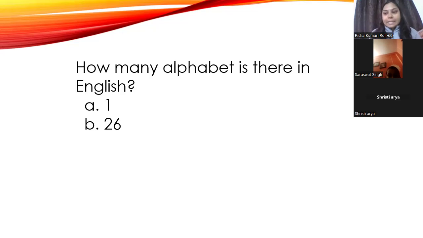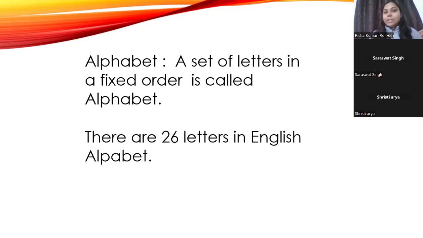Okay, so we discussed that a group, a set of 26 letters is known as alphabet. Okay, see the definition is written over here. A set of letters in a fixed order is called alphabet. And there are 26 letters in English alphabet. Okay, Srishti, is it clear? Ma'am.